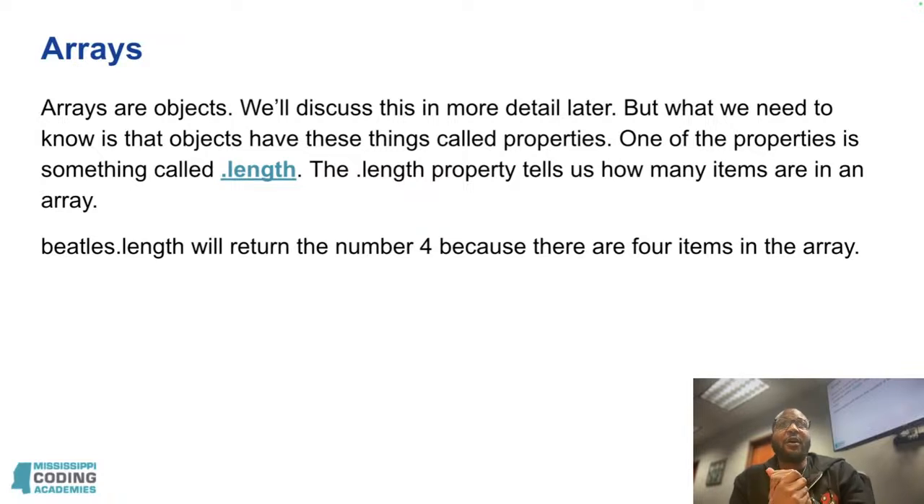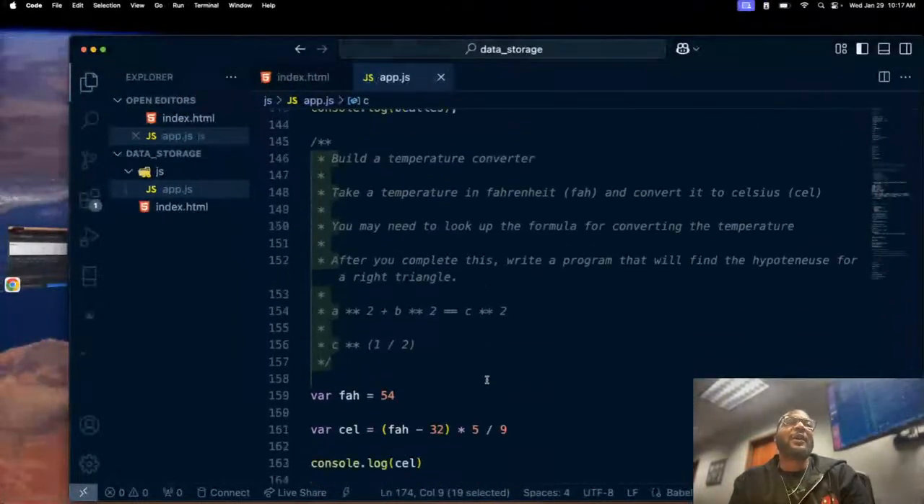Arrays are what we call objects, okay? And we'll discuss in more detail about objects and what that means. But what we need to know right now is that objects have these things called properties. Objects contain properties. One of the properties is something called dot length. And the dot length property tells us how many items are in an array. And we can see right here, Beatles dot length will return the number 4 because there are 4 items in the array. Don't believe me, just watch.